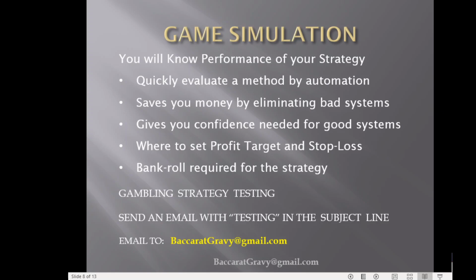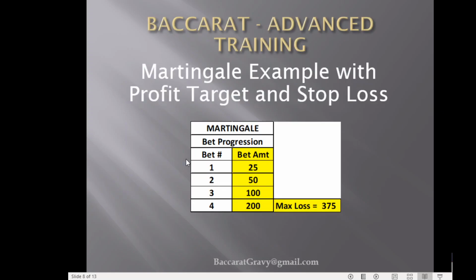Let's look at an example that shows the impact of profit target and stop loss. This is a sample that shows a simple martingale pattern with 4 bets in the series. With the starting bet of 25, doubling after each loss, the maximum loss amount if you lost all 4 in a row would be 375. The total shown here. Remember, with the martingale pattern, the bet is doubled after a loss. Anytime you win, the progression starts over at your initial bet.